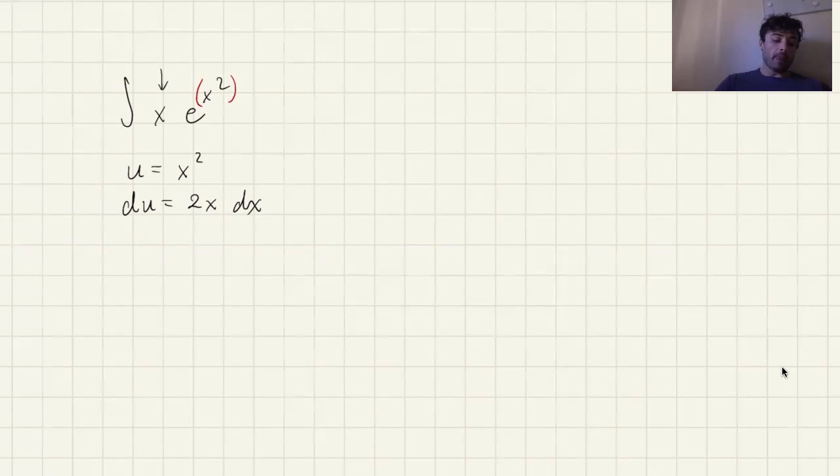All right, and, oh, I should have written a dx here, sorry. So in this integral, I have an x with a dx. Here's an x with a dx. I don't have that 2, but that's okay, just divide it over. So 1/2 du is equal to x dx.